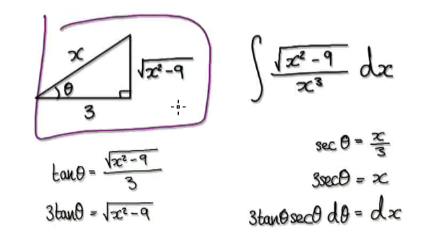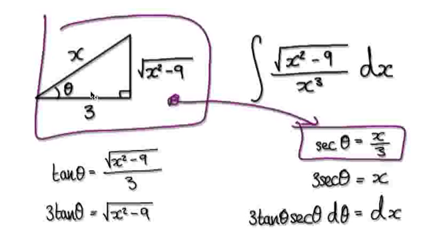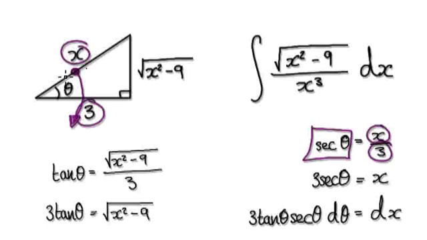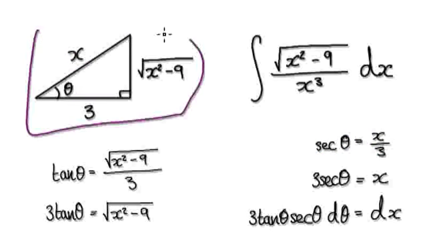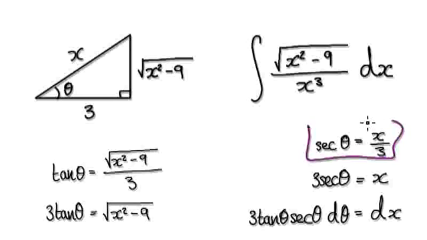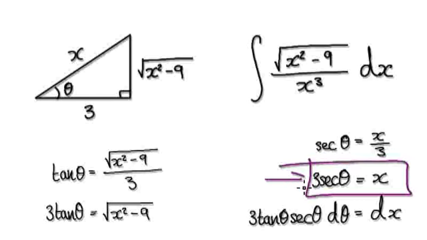Once you've got your triangle, you can jump to here, because if you look at the diagram, secant theta would be x over 3. So once you've got your diagram, jump to here. Once you are here, times both sides by 3. That would take you to here.